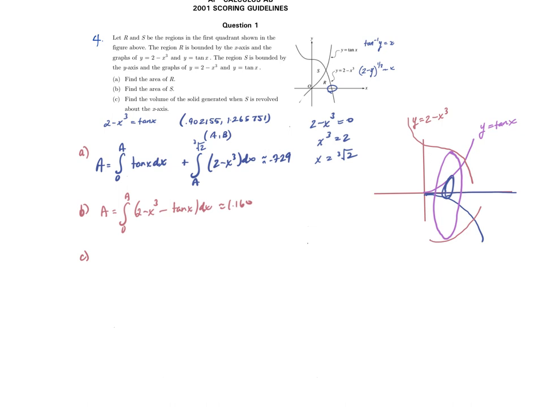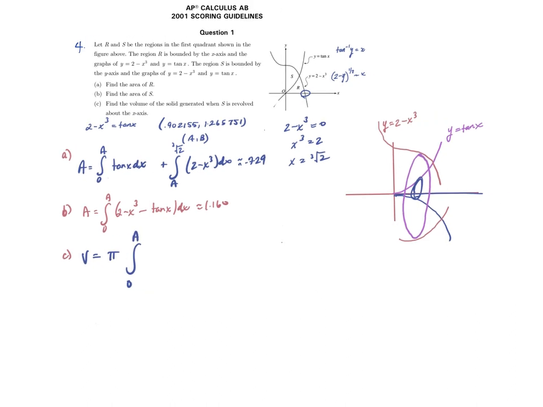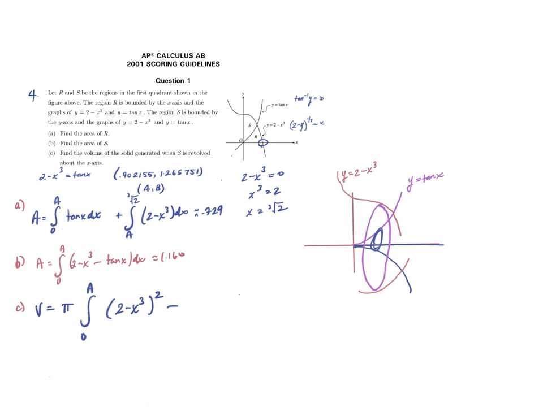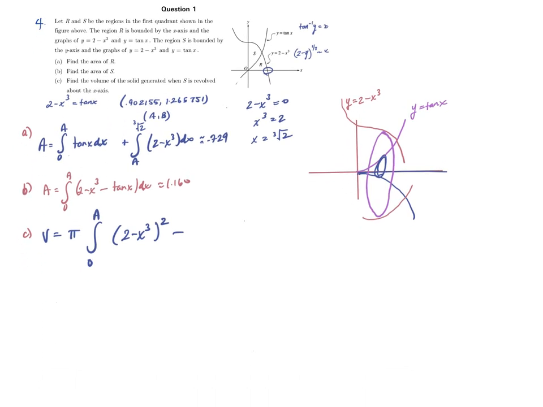All right, so we're going to go about the x-axis. So volume is going to be, so it's pi. And we're going from 0 to A. So we need the furthest curve from the x-axis, because that's my axis of rotation. So you want to go the furthest away. So that's the 2 minus x cubed. So it's the furthest curve minus the axis of rotation, but that's just 0. So minus 0, it's just squared. So that's big R. And then little r is going to be the closer curve. So again, if this is what I'm revolving it around, this curve is closer than that curve. So we're going to do minus and then tan of x squared dx. And then just plug that in, you get about 8.331.